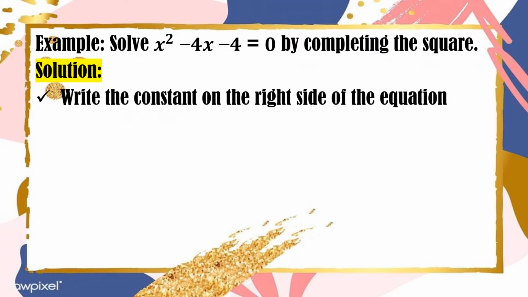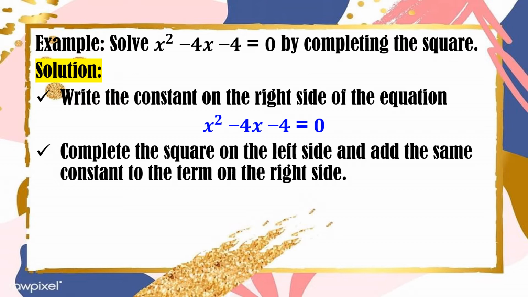Solution. First, write the constant on the right side of the equation. That is x squared minus 4x minus 4 equals 0. Next, complete the square on the left side and add the same constant to the term on the right side. So same constant, meaning we're going to use again the constant 4. So x squared minus 4x plus 4 equals 4 plus 4. Then x squared minus 4x plus 4 equals 8. We just combine 4 plus 4.